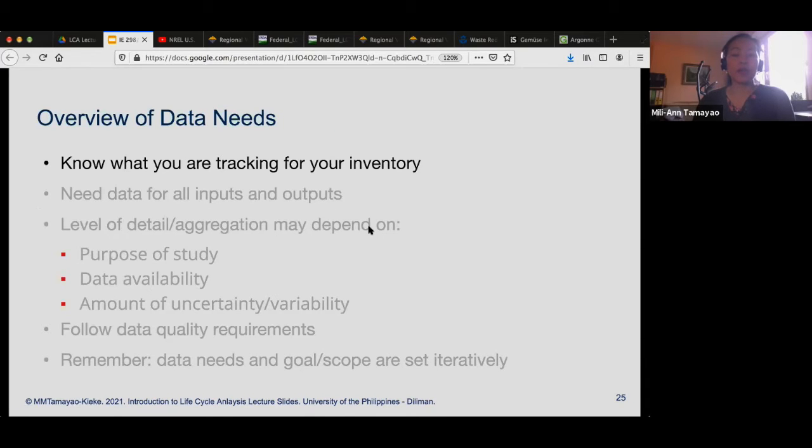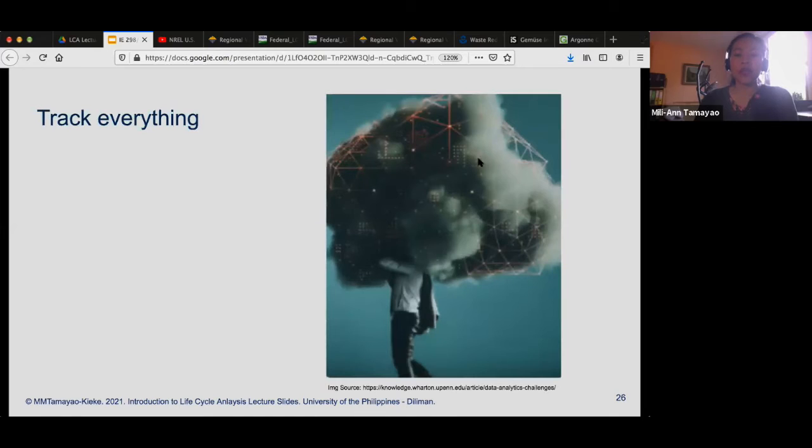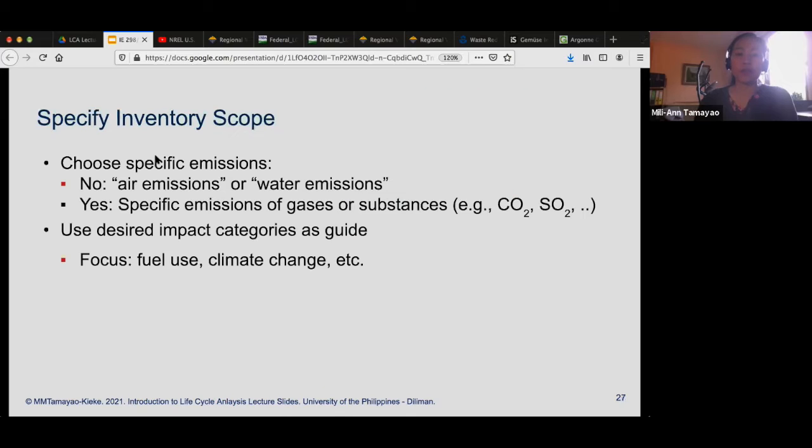Now, here is an overview of some data needs. So let's start with the first bullet. Know what you are tracking for your inventory. It can get really confusing at some point if you're handling so much data from so many sources, so you have to make sure to track everything. Also specify your inventory scope. You have to choose specific emissions. For example, you can't just say air emissions or water emissions. You have to be more specific. So specific emissions of gases, for example, or substances, such as carbon dioxide or sulfur dioxide.